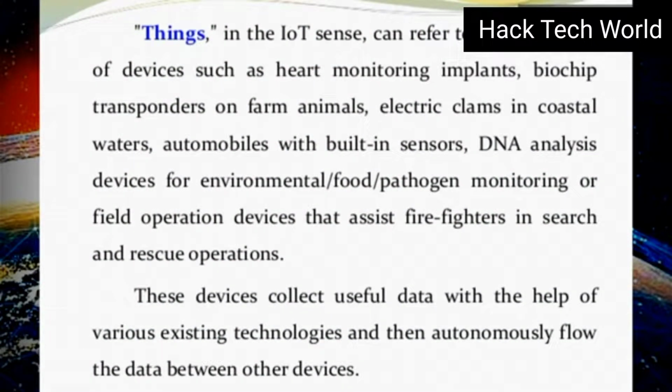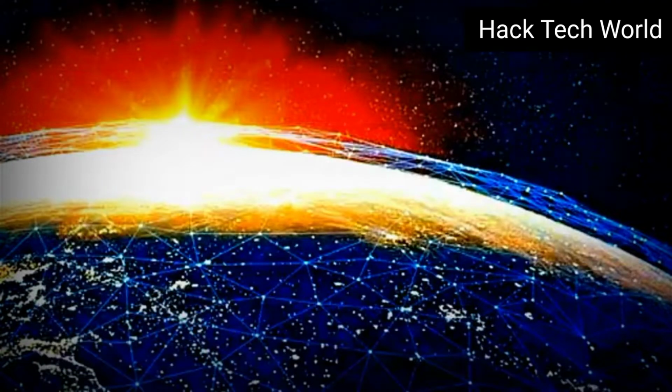Things in the IoT sense can refer to a wide variety of devices such as heart monitoring implants, biochip transponders on farm animals, electric clams in coastal waters, automobiles with built-in sensors, DNA analysis devices for environmental food pathogen monitoring, or field operation devices that assist firefighters in search and rescue operation. These devices collect useful data with the help of various existing technologies and then autonomously flow the data between other devices. Let us take an example.